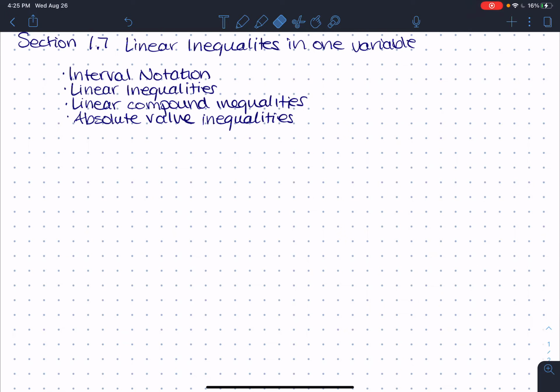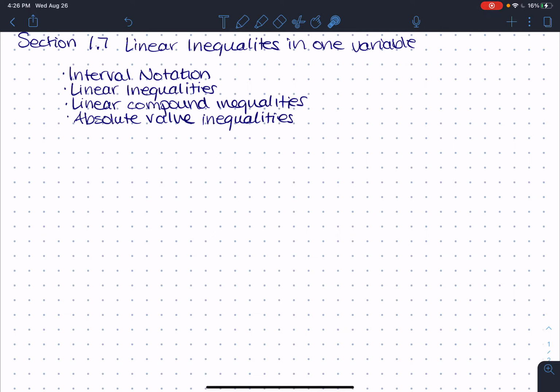All right, so here's what we're going to cover today. We're going to do section 1.7, linear inequalities in one variable. And we're going to talk about these four ideas here. We're first going to do interval notation, and then we'll talk about linear inequalities, and then compound inequalities and absolute value inequalities. And all three of these should be review. Interval notation may not be review, but it's actually not that bad. So hopefully today will be a light day for you guys.